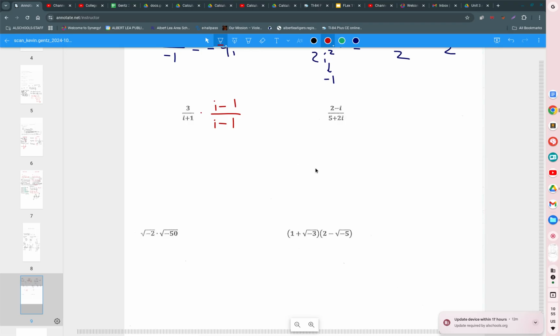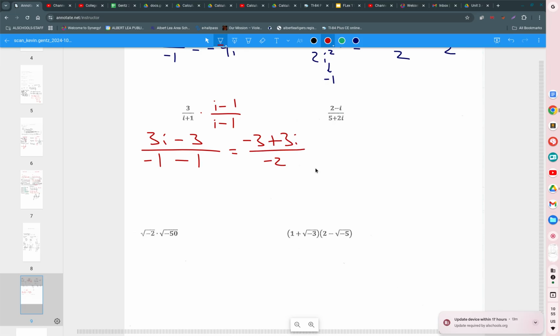If I multiply the top, I have a 3i minus 3. In the bottom, I have i plus 1 times i minus 1. As I multiply them, i times i is i squared, or negative 1. The middles go away, and then 1 times negative 1 is also negative 1. And so we have a negative 3 plus 3i all over negative 2.